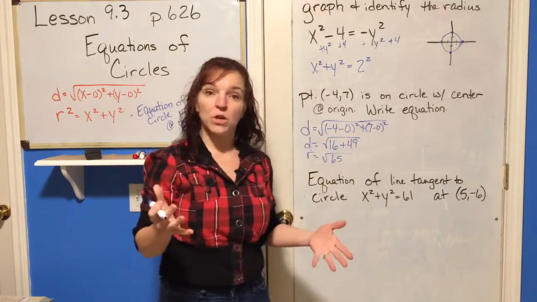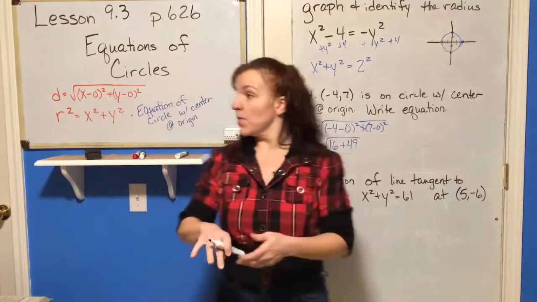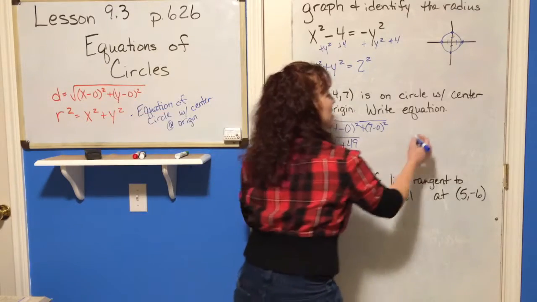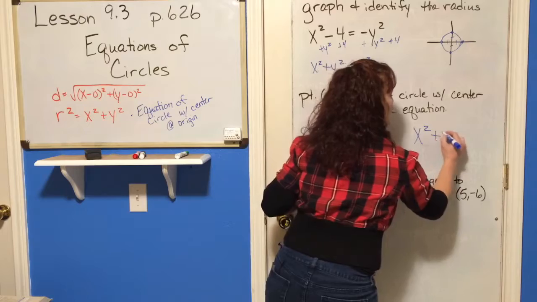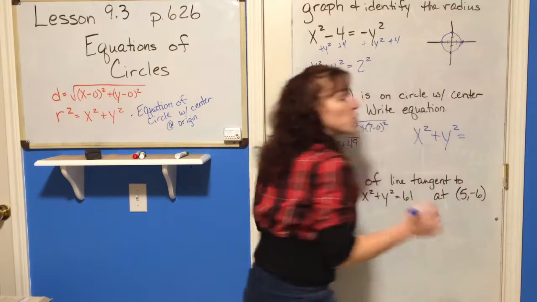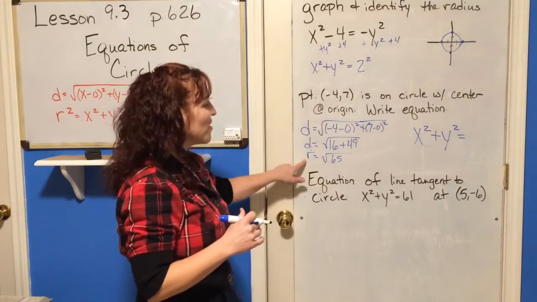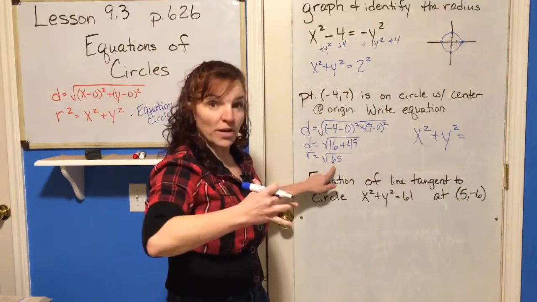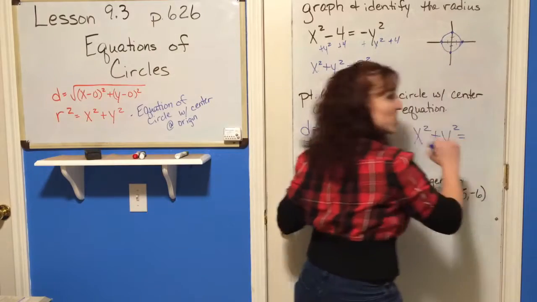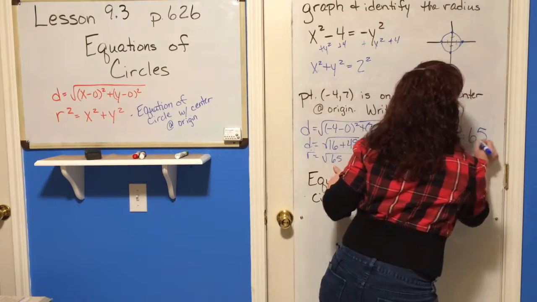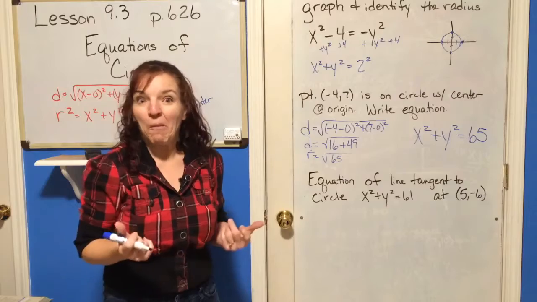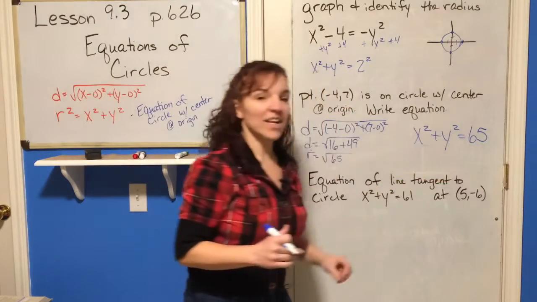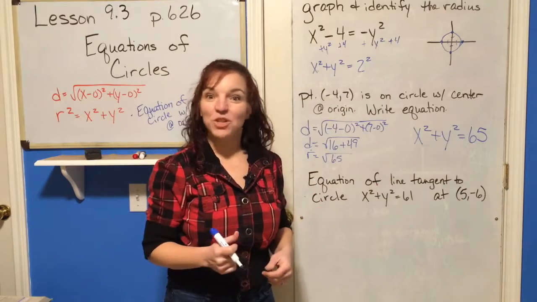So to write an equation for this circle, there's our formula. Our formula is x squared plus y squared equals the radius squared. And we just found out that the radius is the square root of 65. So square it, and radius squared is just 65. So there's your equation. So find the radius and then square it, and x squared plus y squared equals that. That's all you do. Easy.